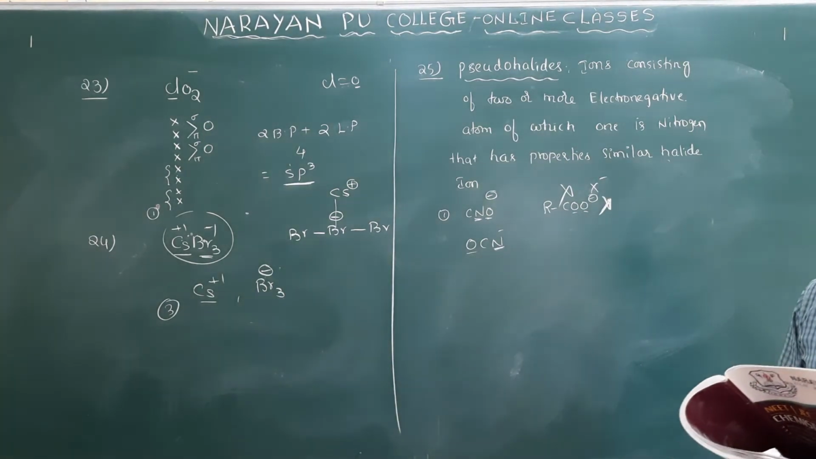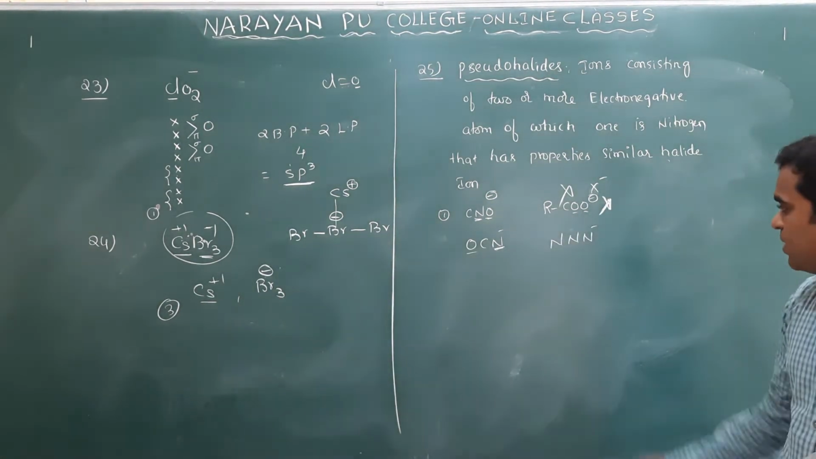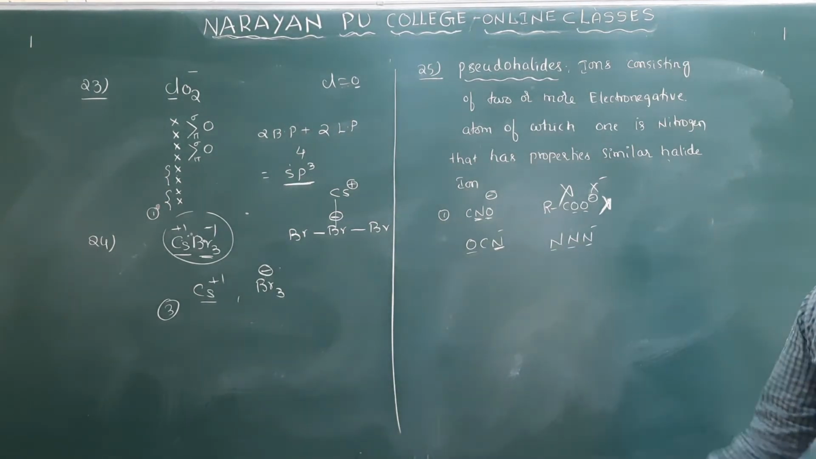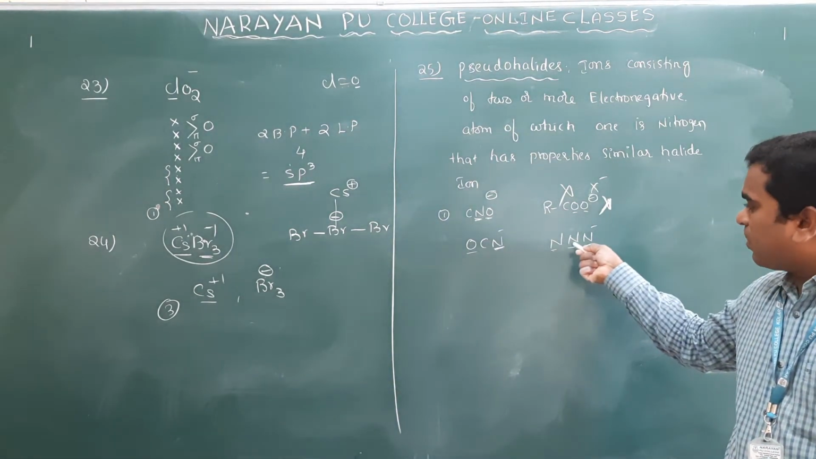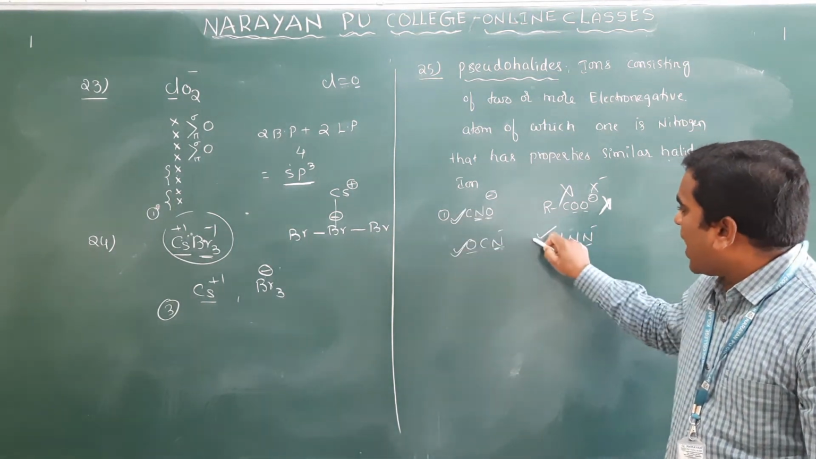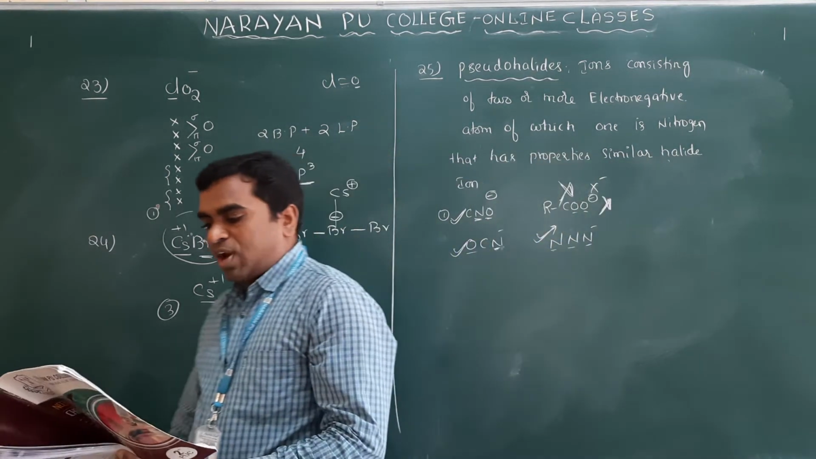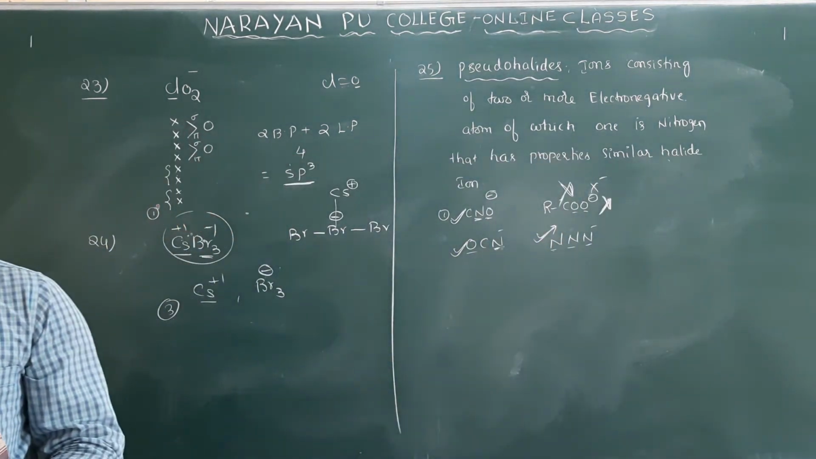Nitrogen. So it is a pseudo nitrogen. And next one, N minus. Here you see three electronegative atoms are there. At least one electronegative atom is which one? Nitrogen. So these three are pseudo halogen, but this is not a pseudo halide. Clear? So option 2 is the correct one.